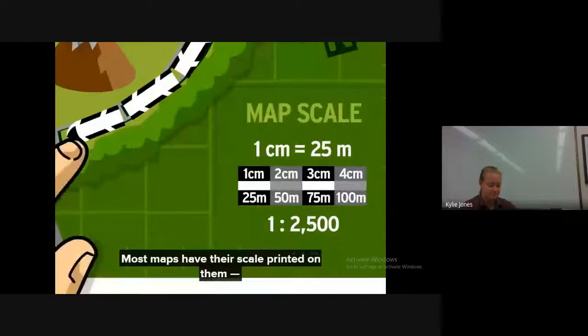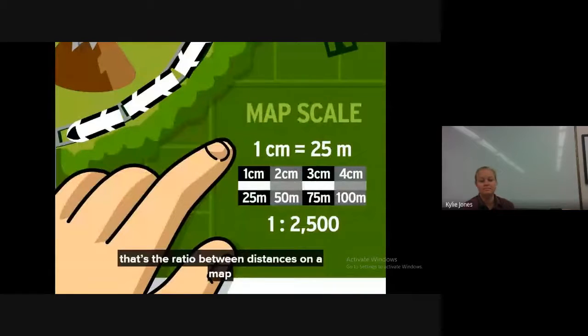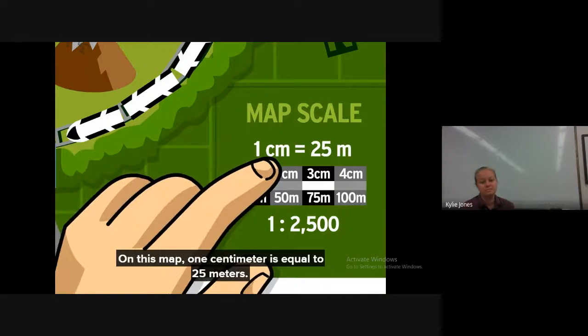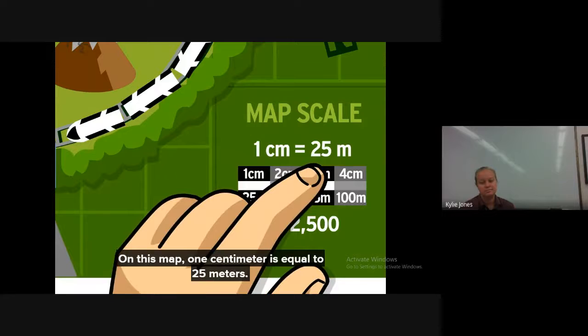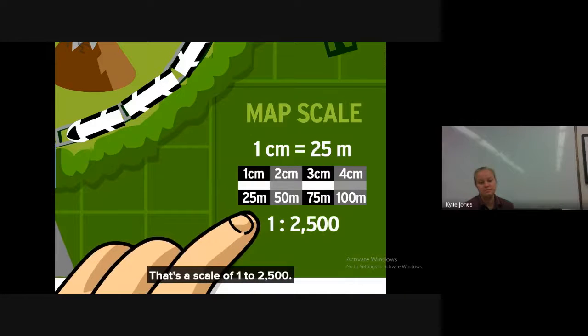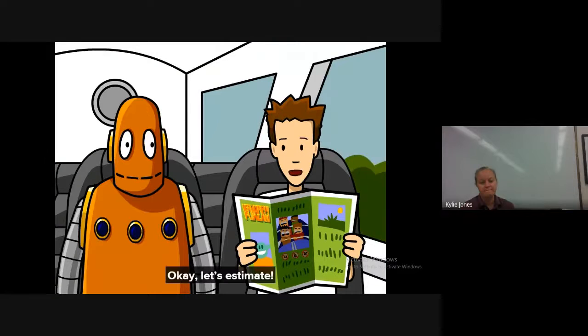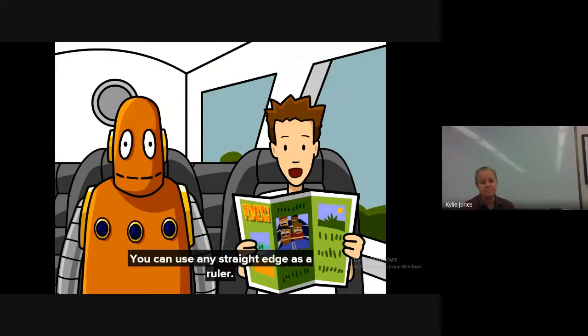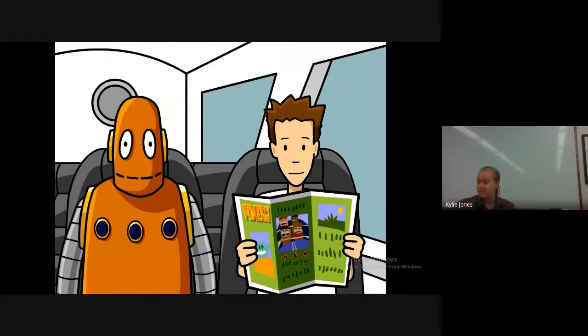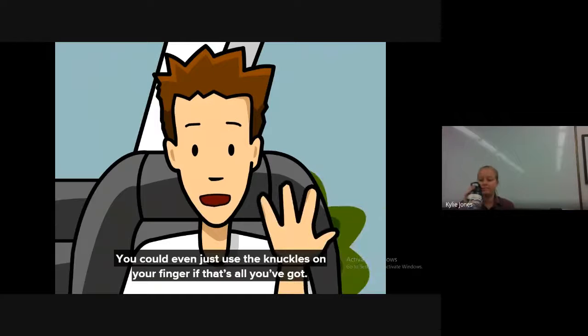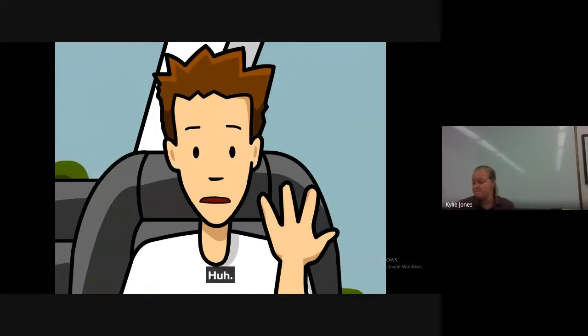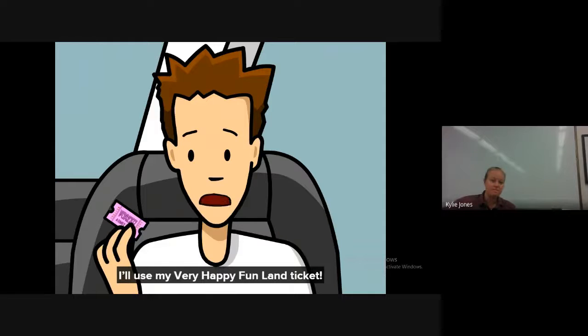Most maps have their scale printed on them. That's the ratio between distances on a map and distances on the surface of the Earth. On this map, 1 centimeter is equal to 25 meters. That's a scale of 1 to 2,500. Okay, let's estimate. You can use any straight edge as a ruler. You could even just use the knuckles on your finger if that's all you've got. I'll use my very happy Funland ticket.